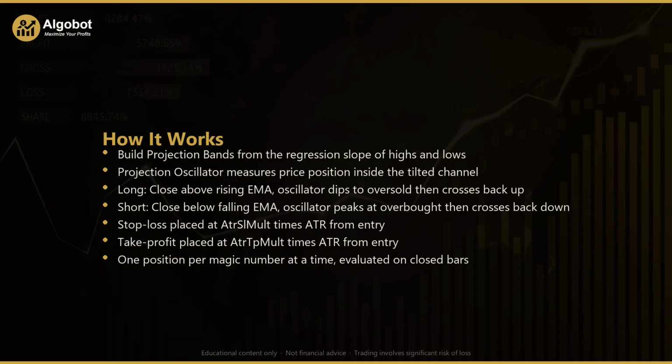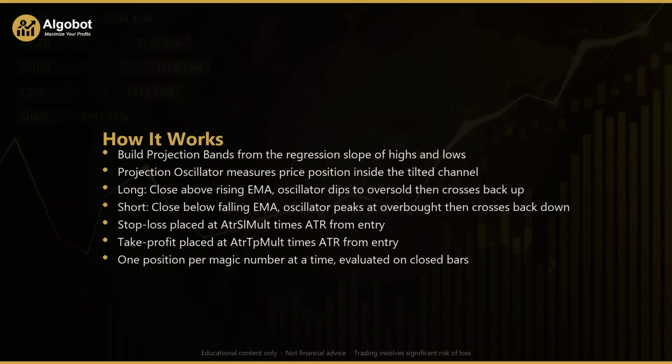Now for the pullback itself. In a healthy uptrend, price repeatedly retraces toward the far band, and when it does, the projection oscillator sinks toward the oversold level, which defaults to 25. The strategy watches for the oscillator to have been at or below that oversold level on the prior bar, and then to cross back up above it on the current bar. That upward cross is the resumption signal, the moment the dip appears to be ending and the trend is picking back up. When the rising trend, the position of price above the moving average, and that upward oscillator cross all line up, the strategy signals a long entry.